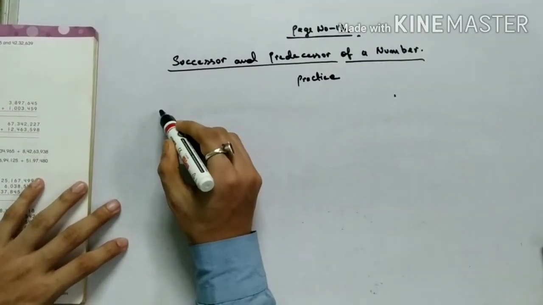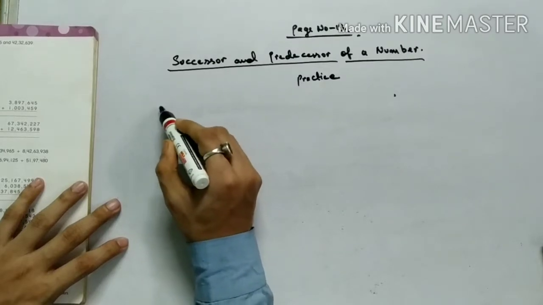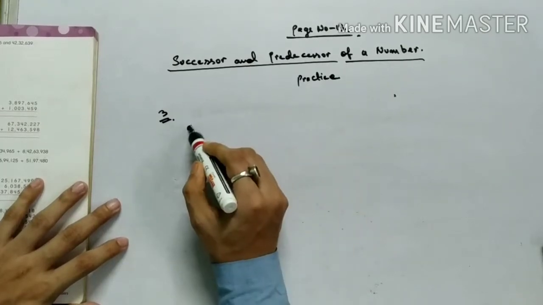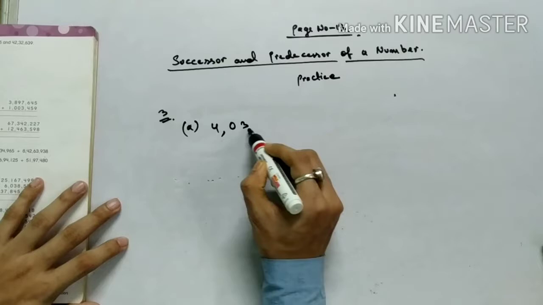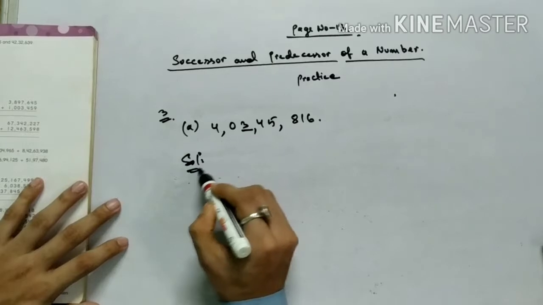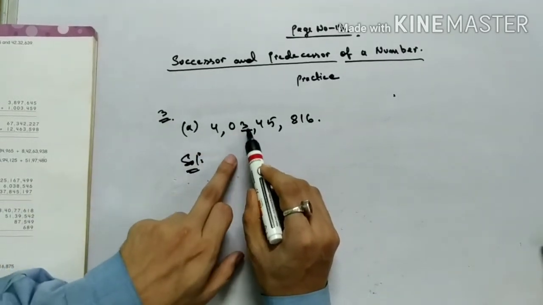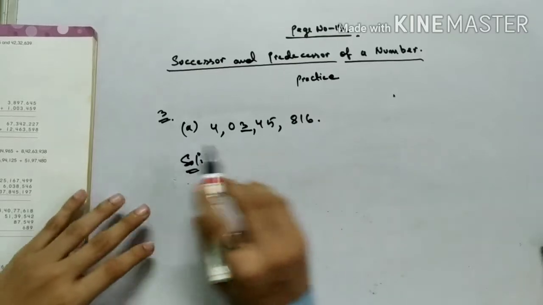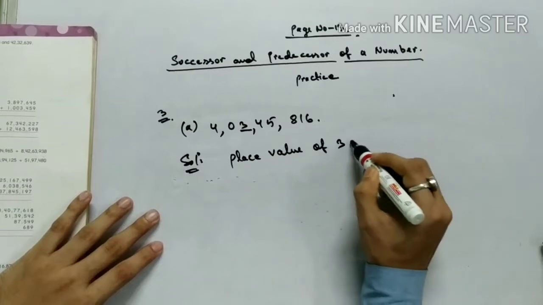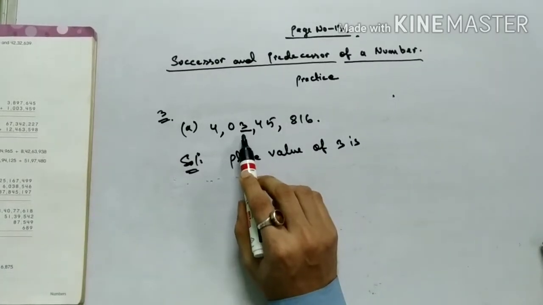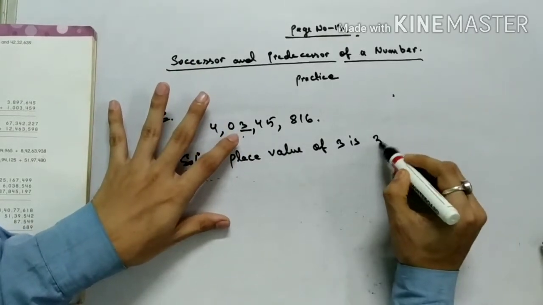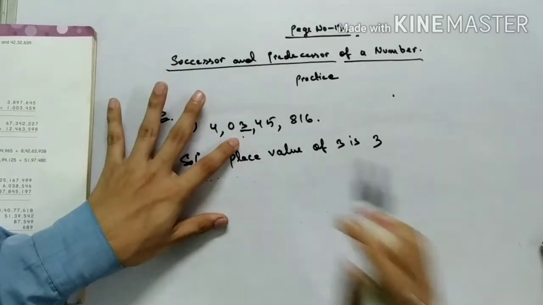Next, you see page number 14. Okay, page number 14, type 3. Write the place value of the underlined digit. Place value. Okay, 40345816. Now, what is the place value of this underlined digit? Underlined digit is 3. So what is the place value of 3? Very easy, you see. Place value of this 3, to find the place value is very easy. First of all, you write 3. Okay, and after 3, how many digits?